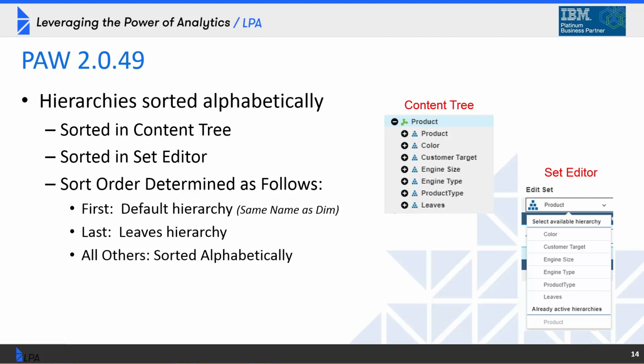So it's easier to find things, especially when you've got maybe 10, 20 hierarchies on a dimension. They're now sorted alphabetically so that users can find them. And they always know that the default hierarchy is at the top and the leaves hierarchy is at the bottom. It's very easy to find now.